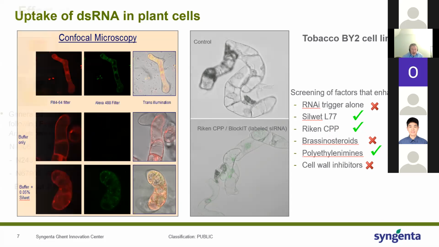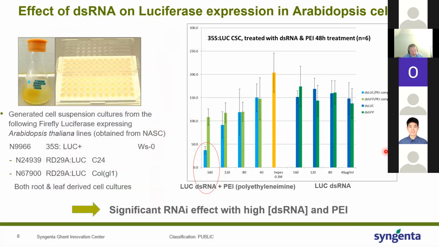Next, we were also looking if this kind of double-stranded RNA that we could get inside the cell could trigger a plant RNAi response. And for that, we used an Arabidopsis line or Arabidopsis lines that expressed a luciferase gene. And we supplied double-stranded RNA to these cell lines with the aim to knock down expression of the luciferase.